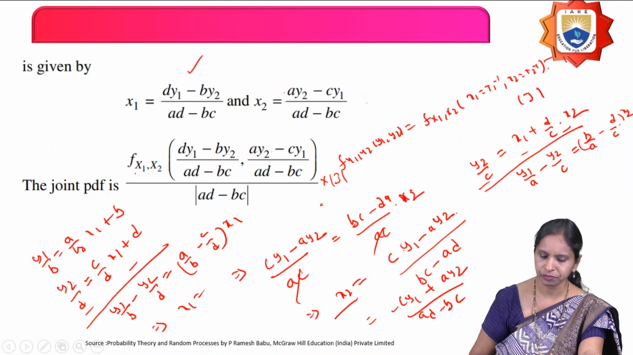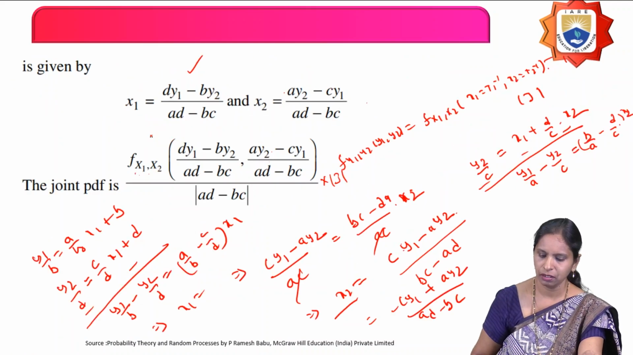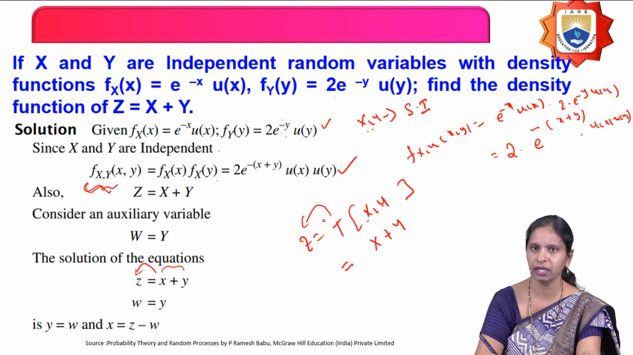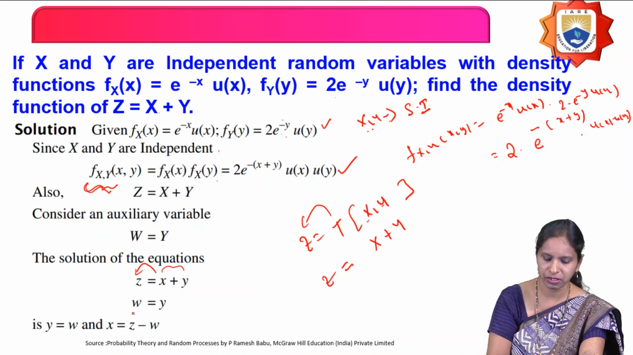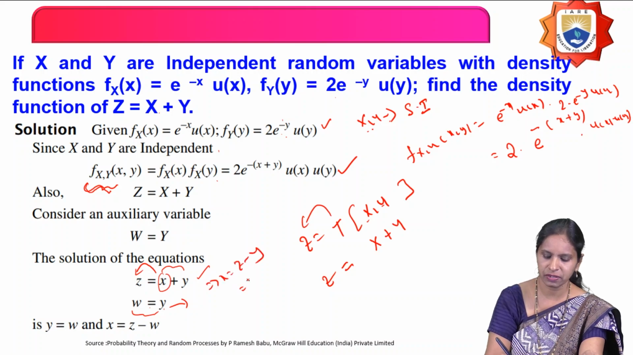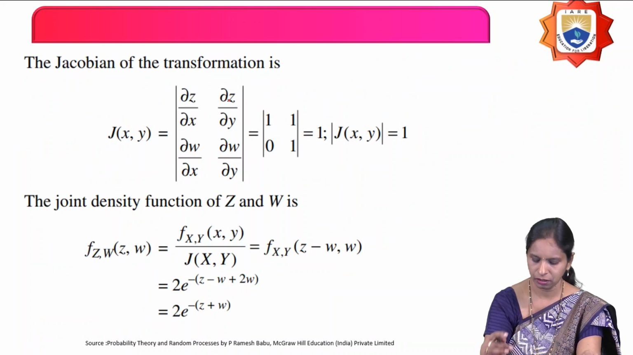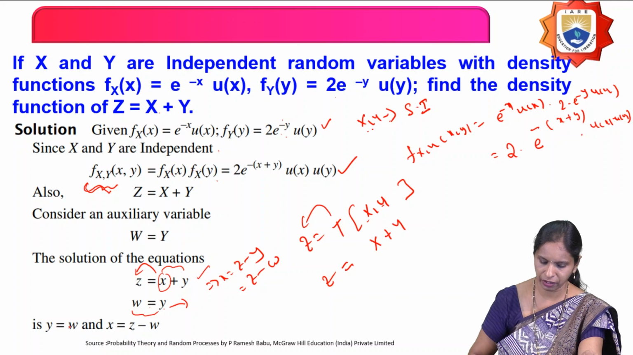In the previous case, you transformed two random variables into two new random variables. Here, we are transforming two random variables into only one new random variable, z equals x plus y. So let us consider one more equation, w equals y, and z equals x plus y. Then from this, y equals w and x equals z minus y. So x equals z minus w and y equals w. Then what is the Jacobian transformation here? From this, it is nothing but 1 0.